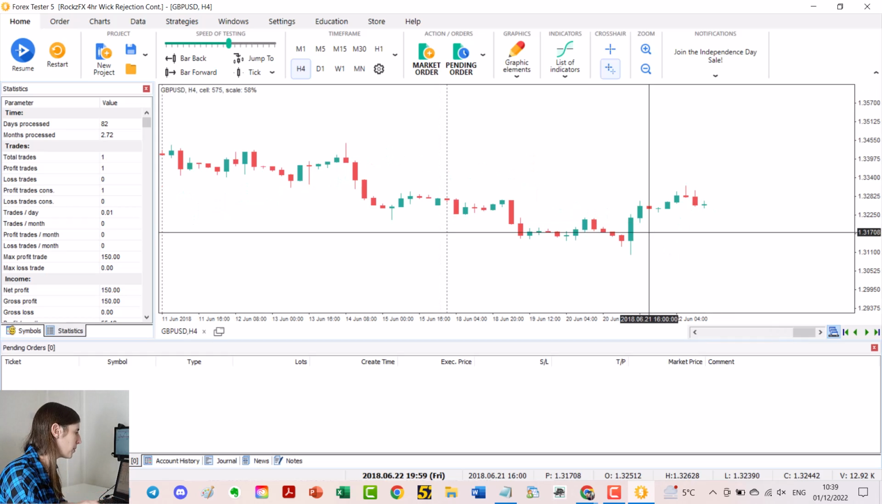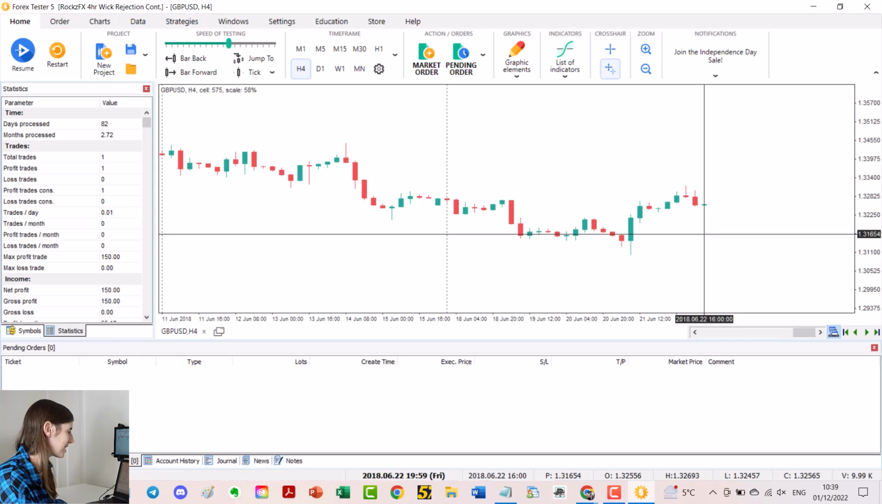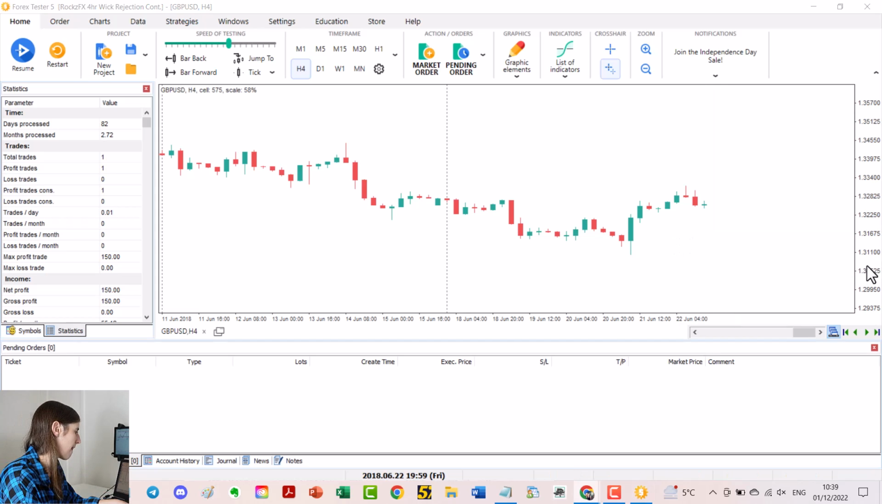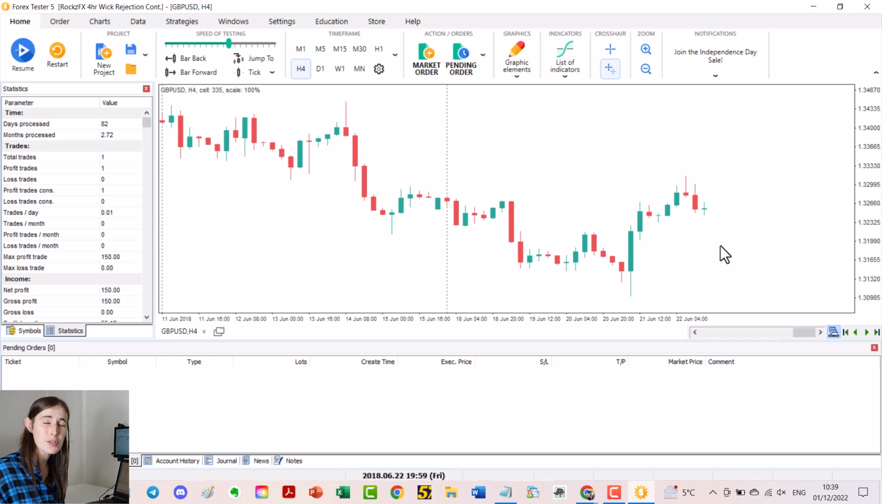So we have moved forwards in time to the 22nd of June. And what I'm doing now is I want to wait till I see that price is consolidating, to see that it's in a range. Then I'm going to look for a momentum candle. But until then, there are no trades happening.